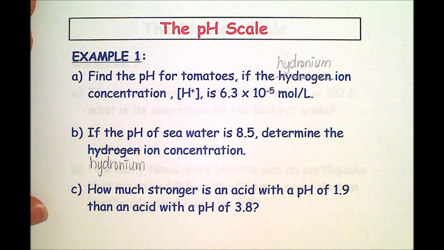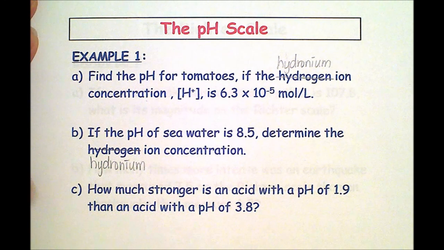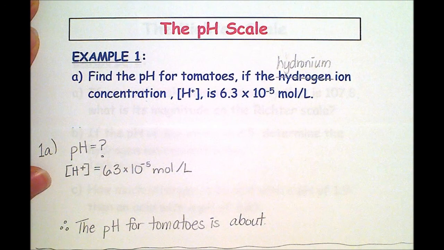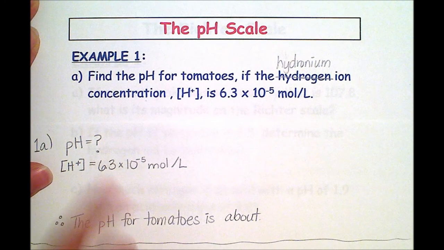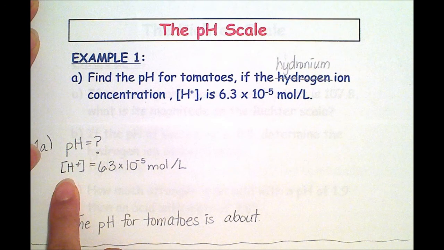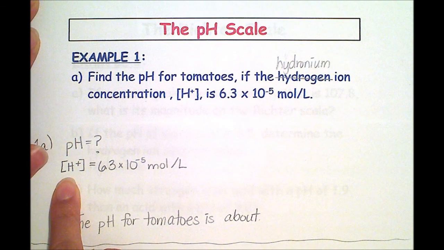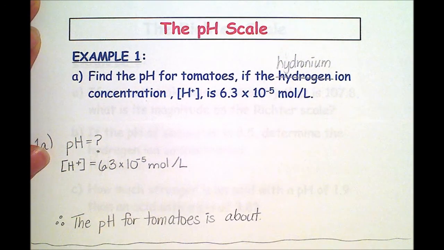So for example 1, it says find the pH for tomatoes if the hydronium ion concentration, H+, is 6.3 times 10 to exponent negative 5 moles per liter. So we're going to look at each of the different questions on a separate sheet of paper. So starting with the first question. So what we're told in question number 1 is that we're looking for the pH. And we're told the concentration of the hydronium ion. If you can just correct that on your sheet. I know it says hydrogen. It should have said hydronium.